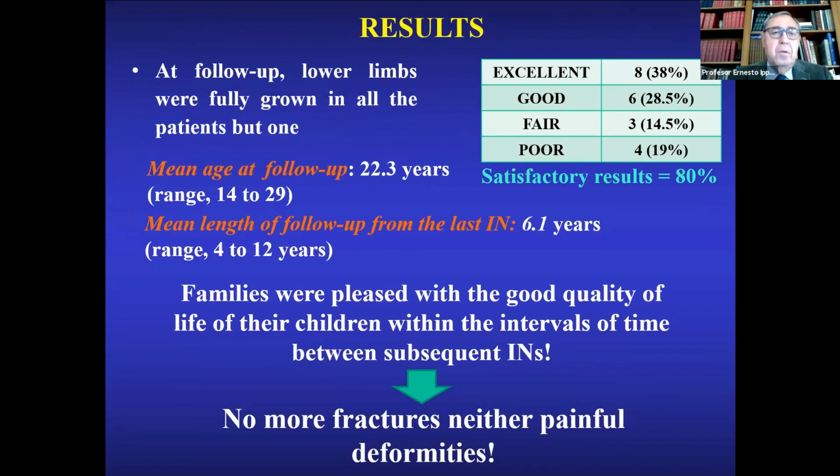At follow-up, lower limbs were fully grown in all the patients but one. The mean age at follow-up was 22.3 years. The mean length of follow-up from the last intramedullary nailing was 6.1 years. And families were pleased with the good quality of life of their children within the intervals of time between subsequent intramedullary nailings. No more fractures, nor painful deformities, were observed.